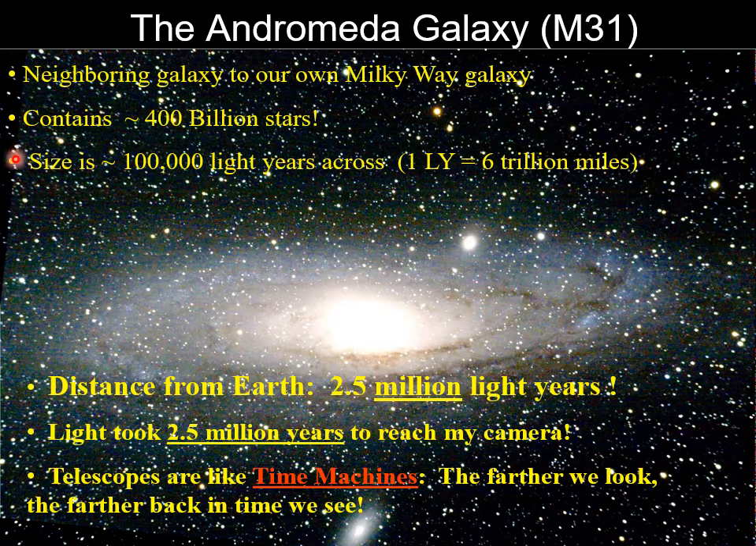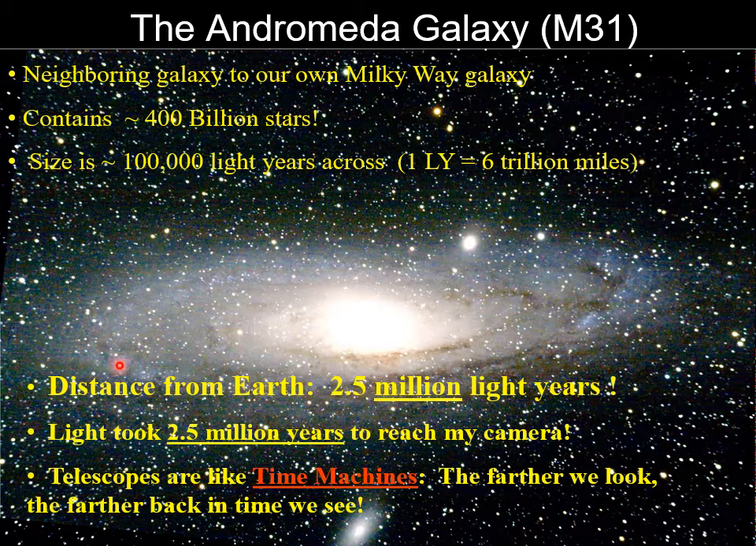The size of this galaxy, like all large spiral galaxies, is immense. It's approximately 100,000 light years across. Remember that a light year is approximately 6 trillion miles. The distance from Earth to this galaxy is estimated to be about 2.5 million light years. Now think about what that means. Light took 2.5 million years to reach the Earth.